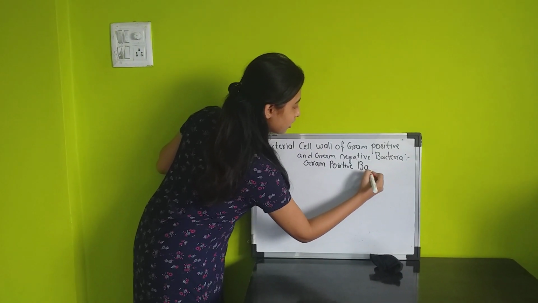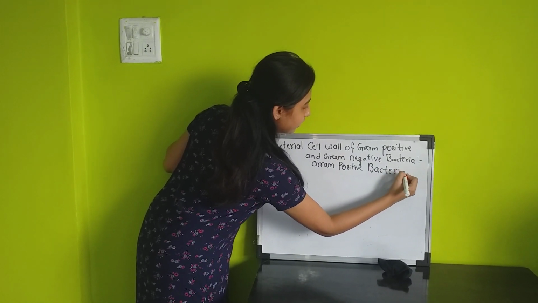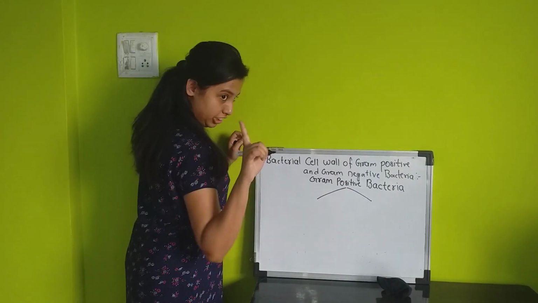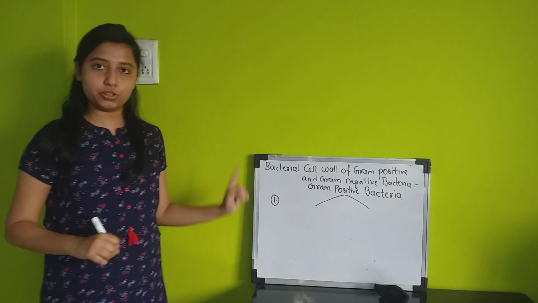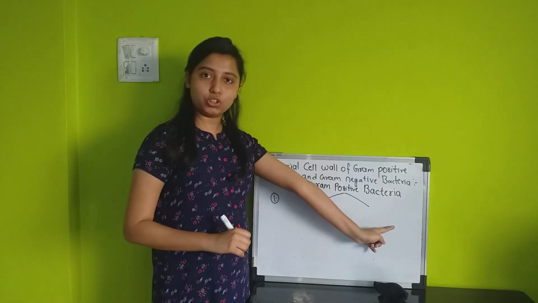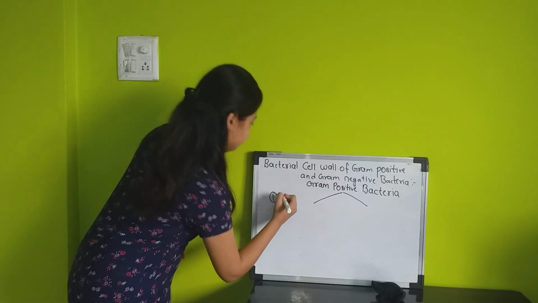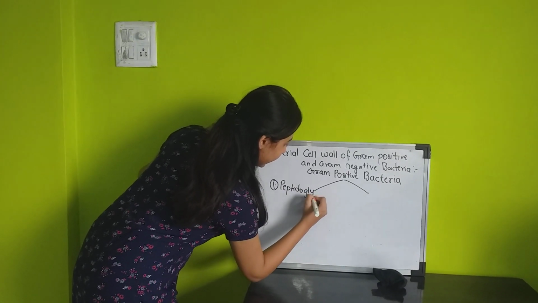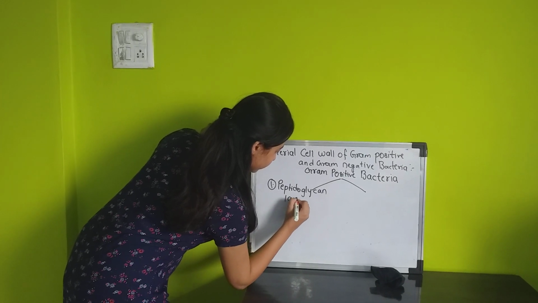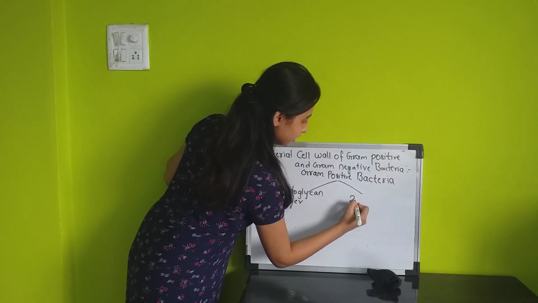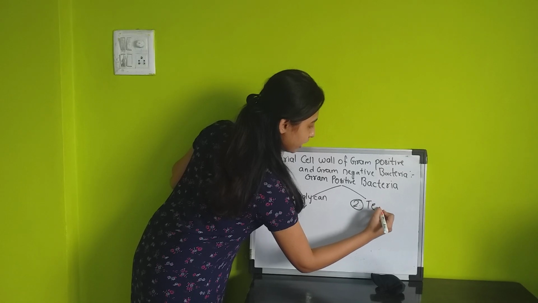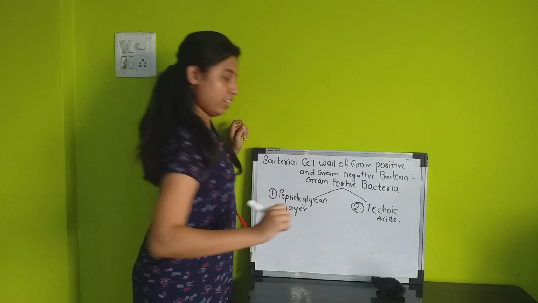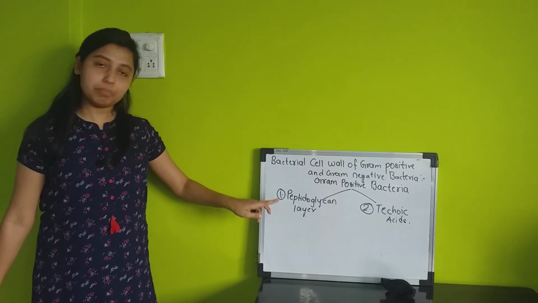Gram-positive bacteria. Now in gram-positive bacteria I will talk about two points. First is the peptidoglycan layer and second is teichoic acids. So first I will talk about the peptidoglycan layer.